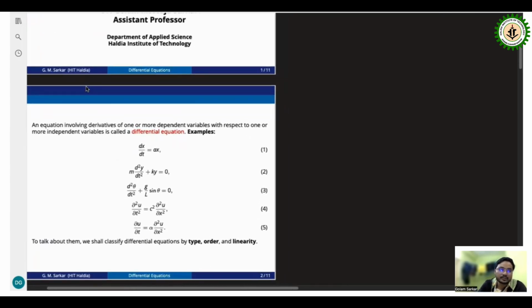An equation involving derivatives of one or more dependent variables with respect to one or more independent variables is called a differential equation. For example, as you can see, I have taken 5 examples of several kinds of differential equations. Now comes the first equation.